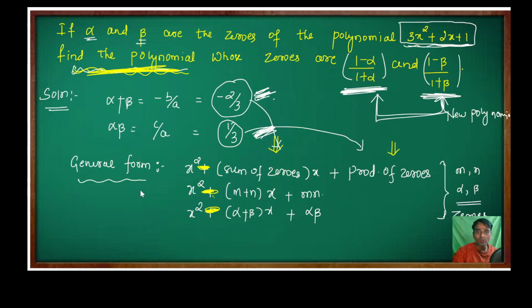Yes. So we got now the sum and product. I will just go back to the general form and write it here. So my polynomial is going to be x square minus sum of zeros is 2x, and product is this. Final answer is here.